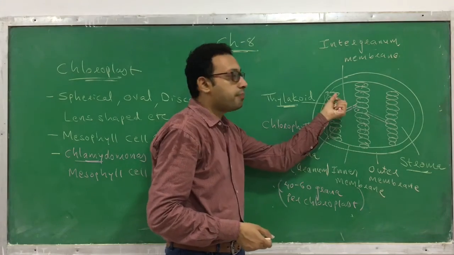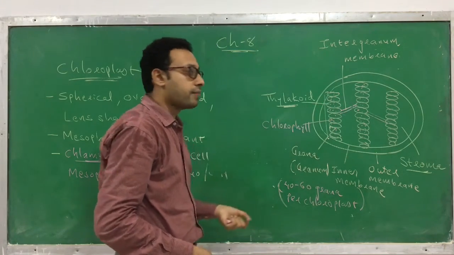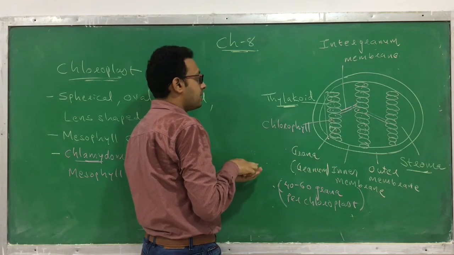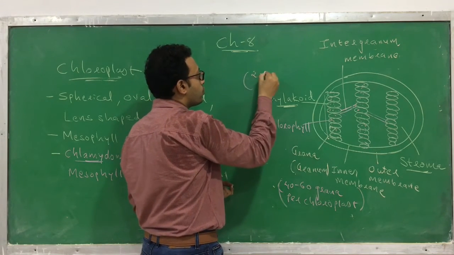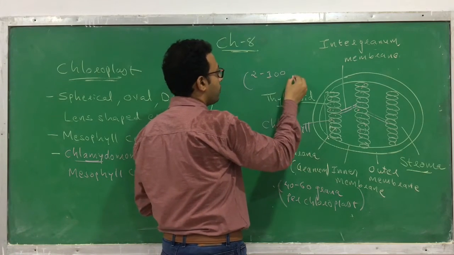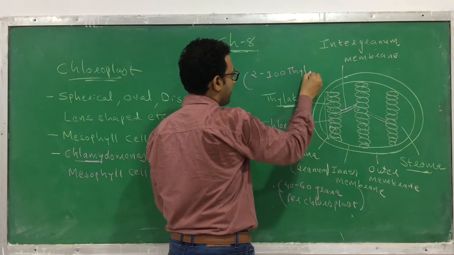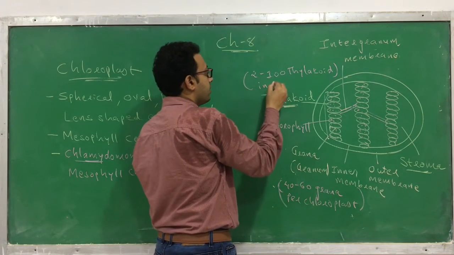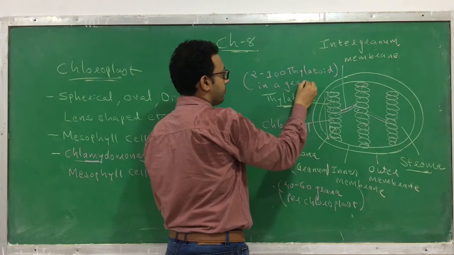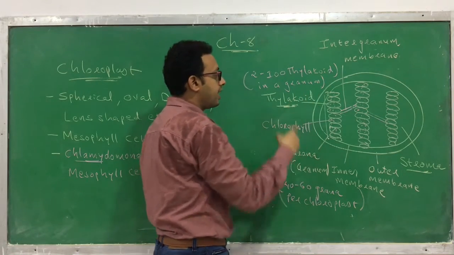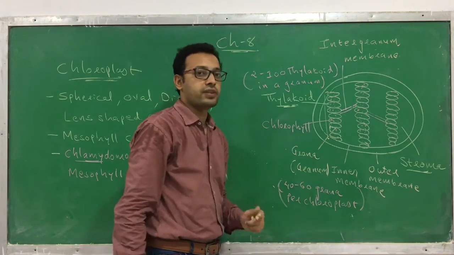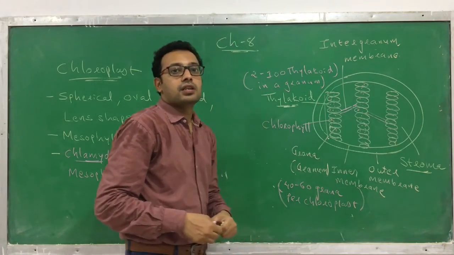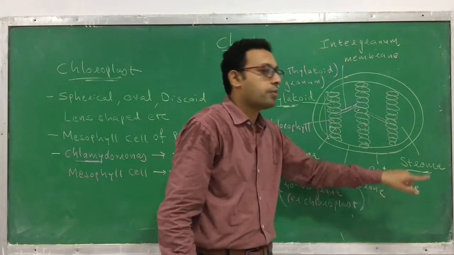Now its individual component is called a thylakoid. In one granum, how many thylakoids are present? There are about 200 thylakoids in a granum. This thylakoid possesses a pigment called chlorophyll. The rest of the inner part, except the grana, is called the stroma.